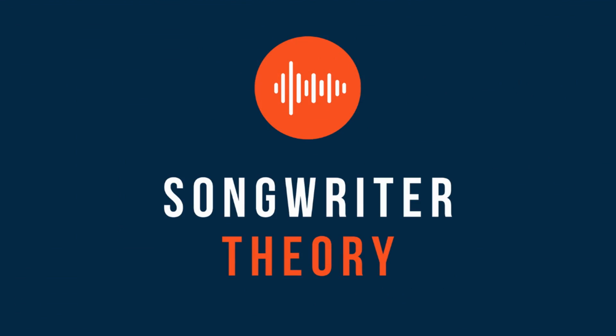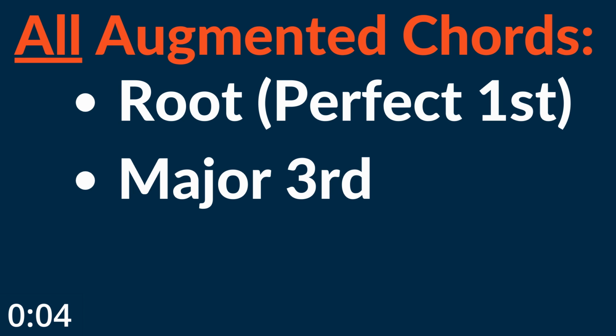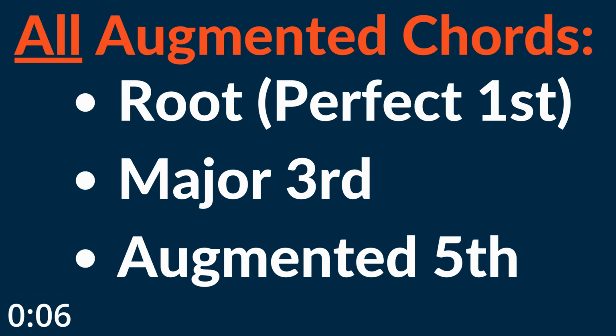If you've ever wondered what an augmented chord is, or how to figure out what notes are in any augmented chord, well, this is the video for you. An augmented chord is basically just your root note, a major third, and an augmented fifth. So as long as we can figure out what a major third is and what an augmented fifth is, we can figure out in any key or for any chord what our augmented chord is.